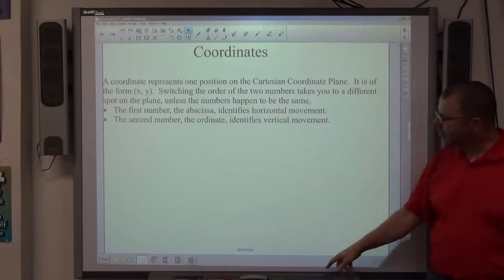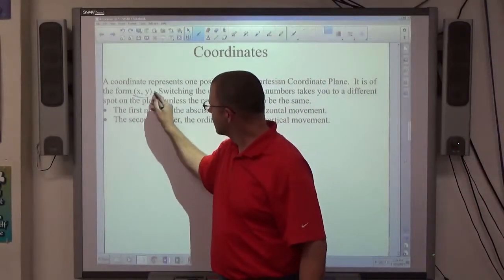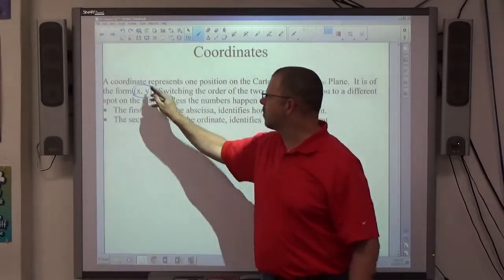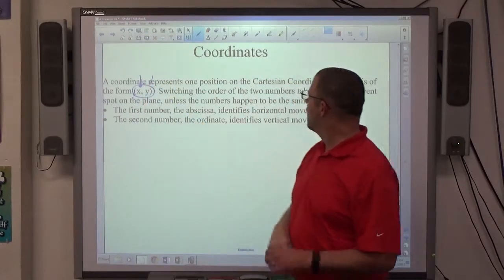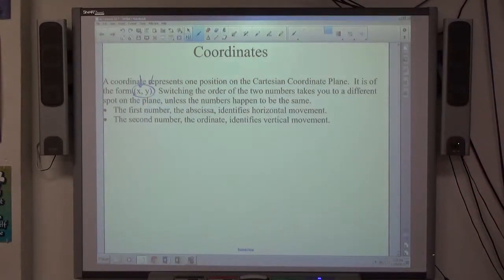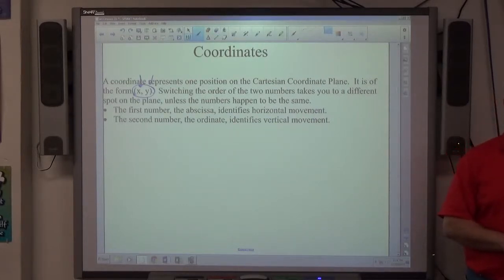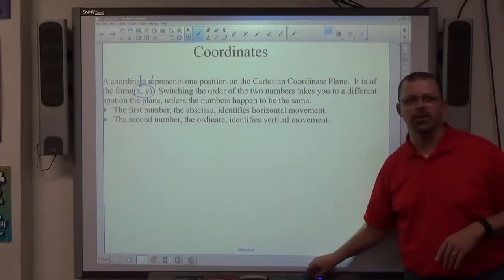Coordinates look like this. It's understood first number x, second number y. The x number is called the abscissa, the second number is called the ordinate. The only reason you need to know that is in case you're on some quiz show later in life and they say, hey, in an ordered pair, what's the second number called? Just say ordinate. You'll get your $15 million, whatever you get for the quiz show. Sweet.